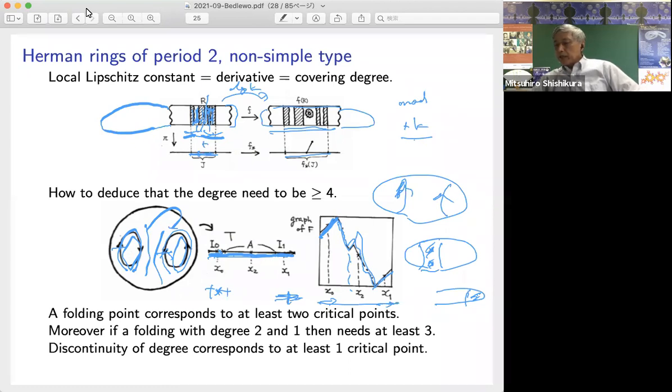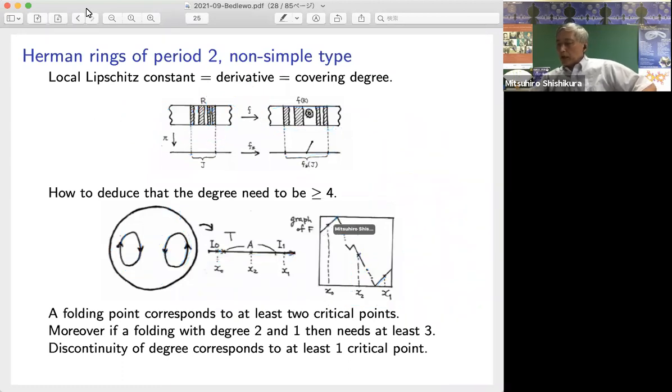And moreover, if we have degree 1 here and degree 2 here, so in total you need degree 3, like a branched cover. That will require 1 plus 2, that is 3 critical points. So either you have degree 1 here, that means the piecewise linear map has slope 1, that requires 2 critical points, or you have degree 2 or more, that requires 3 critical points. So start with degree 1, suppose.